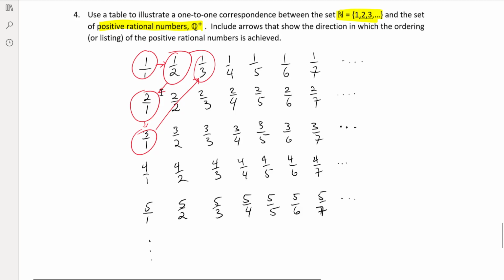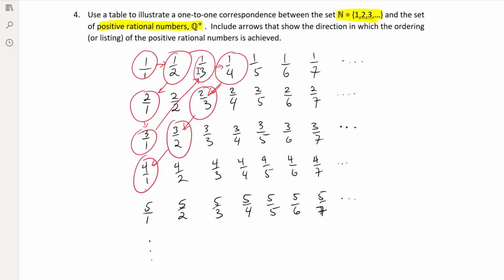go to 1/2, and then down to 2 over 1, and then go to 3 over 1, and then go up to 1 over 3, and then go across like this to the 1 over 4, pick that guy up. We haven't gotten that one yet. Then go down this way to 2/3, and then 3/2. We haven't got that, and then 4/1.